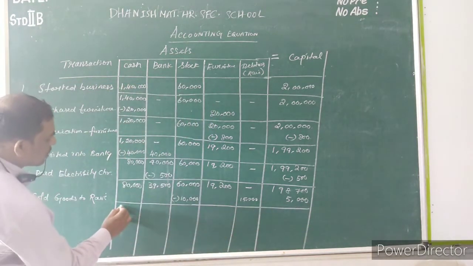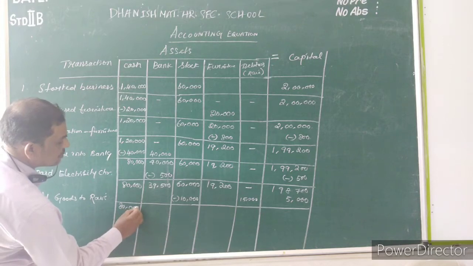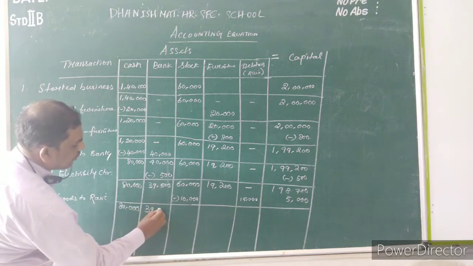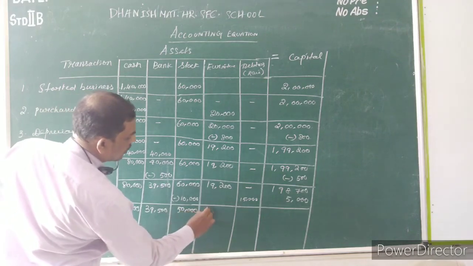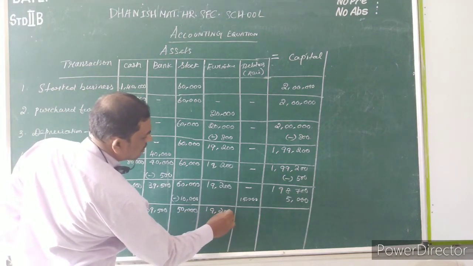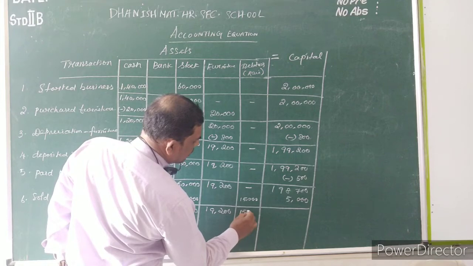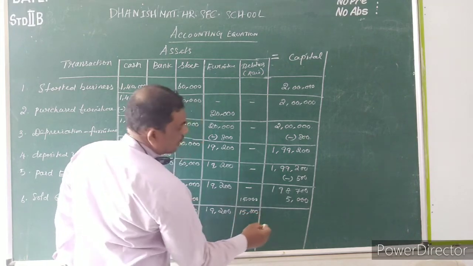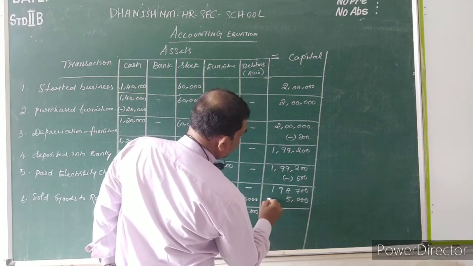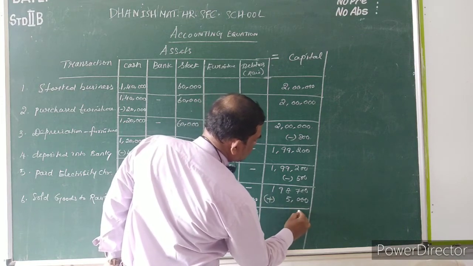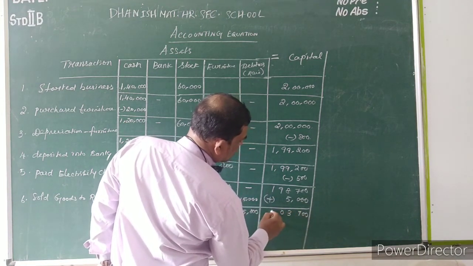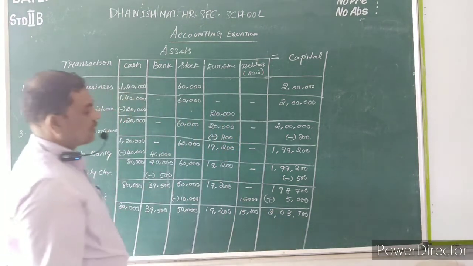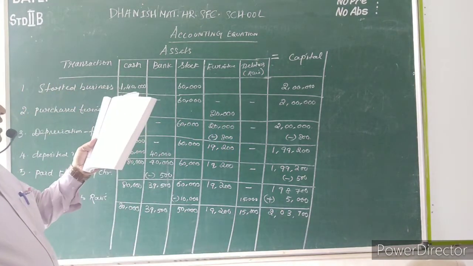What is the value? 80,000, 39,500, 50,000, 19,200 and 15,000. Here you have to add this 5,000 now to the capital, so it becomes 2,03,700. From this, the last transaction is what?